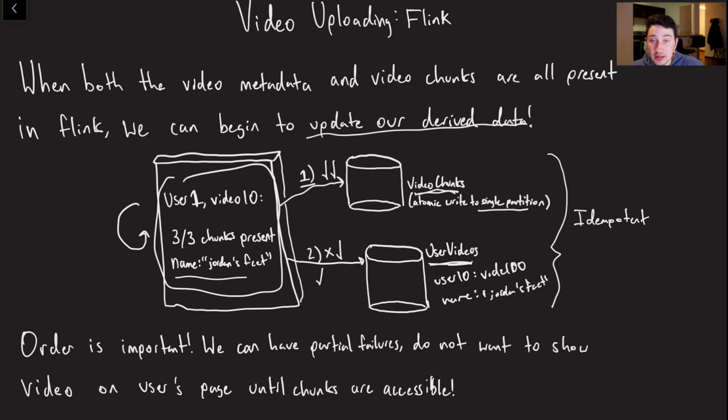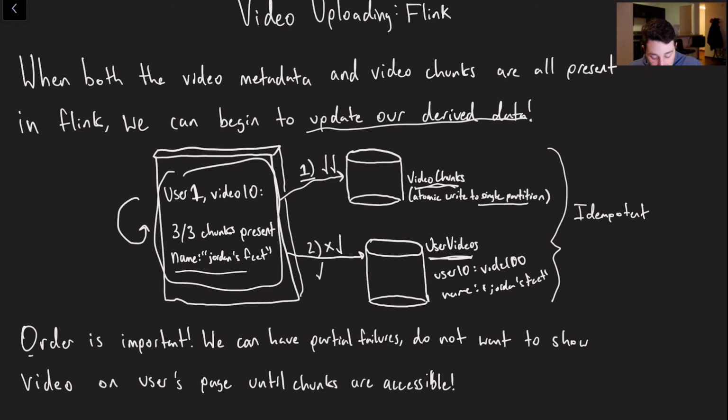Of course, this is totally fine as long as all of those writes are idempotent. Because the data for those chunks is going to be the same data, both before and after this Flink node crashes, it's just going to overwrite itself, no big deal. Same thing for the user videos table. So again, no big deal.